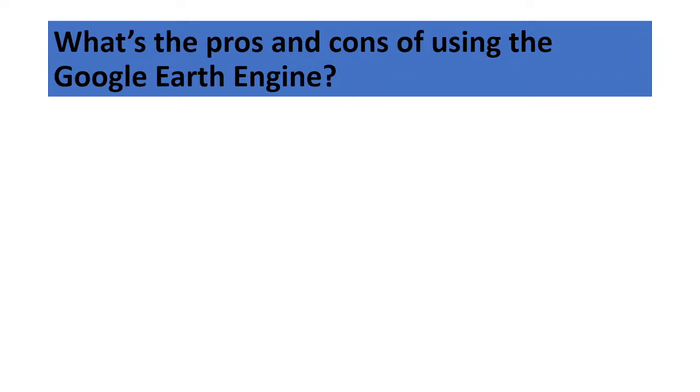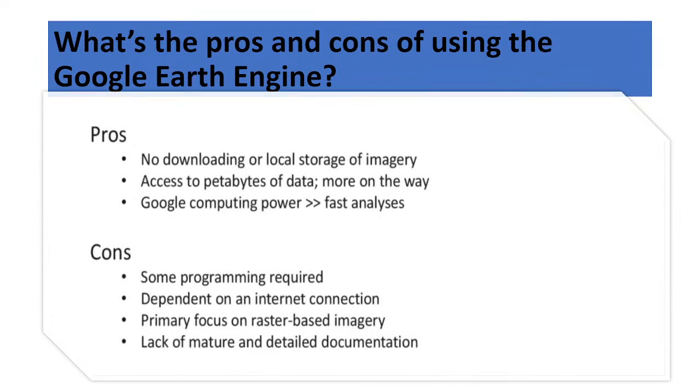And what are the pros and cons of using the Google Earth Engine platform? Basically, there are a lot of pros. First of all, you don't need to download any types of satellite imagery, whether it is Landsat, Sentinel, MODIS, or any other type. We can easily access all of the satellite imagery from the Google Earth Engine data catalog, and we can access 2 petabytes of data or more on the way. And its computing power is very fast, so a lot of data sets can be calculated at the same time.